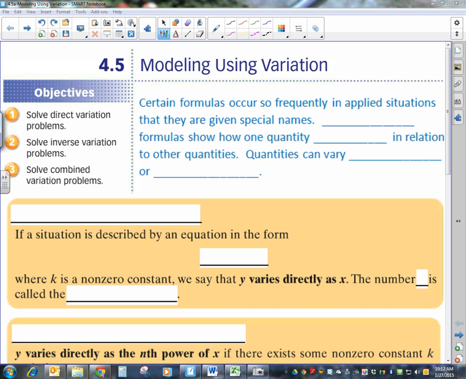Okay, today we're talking about section 4.5. Actually, this is going to be A. I'm dividing it into two parts. 4.5A, modeling using variation. Make sure you put an A on there.